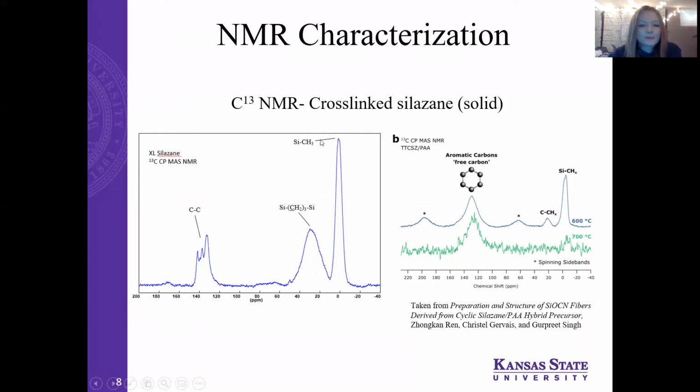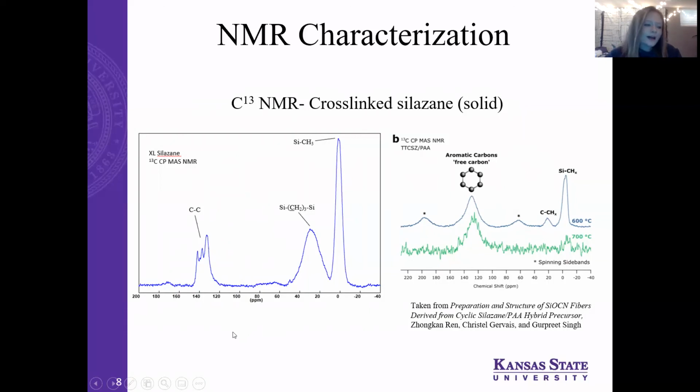And so here in this particular graph, we've got a peak that corresponds to what we believe to be silicon bonded to a methyl group, which will most definitely happen in our cross-linked silazane. We also have two silicons that are bonded together via methyl groups, which if you think back to that siloxane example, does make sense. We have those silicon and oxygen rings bonded via those methyl groups, and so that also makes a lot of sense for this cross-linked solid. And we also have carbon-carbon bonds, and that would also make sense for a cross-linked silazane.